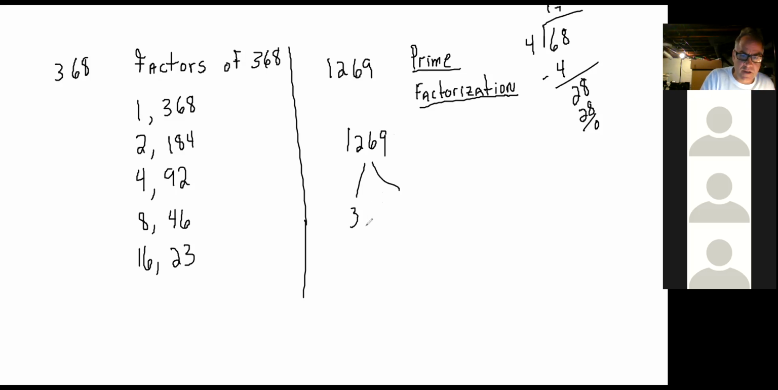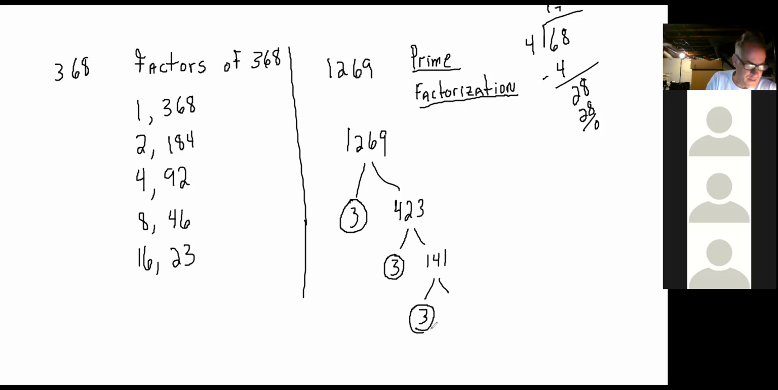So 1,269 divided by 3 is 423. When I hit a prime factor, I circle it. Now I got 423. Not even. If I check 4 plus 2 is 6, plus 3 is 9. Okay, that's divisible by 3. So 423 divided by 3 goes 141 times. Got another prime factor. And then 141, 1 plus 4 is 5, plus 1 is 6. That's divisible by 3.